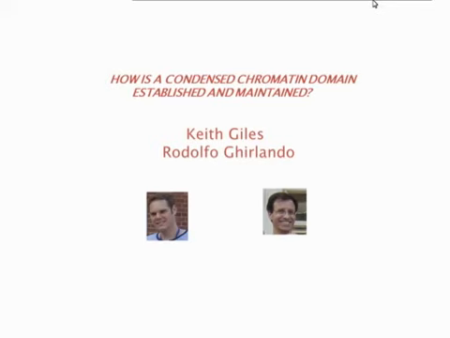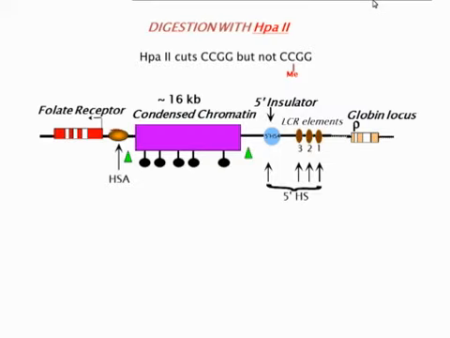So now let me talk about some work of ours recently on condensed chromatin domains and how they're established and maintained, work of Keith Giles and Rodolfo Giolando. And this starts with a favorite locus that we've used for many years, which is the chicken beta globin locus.